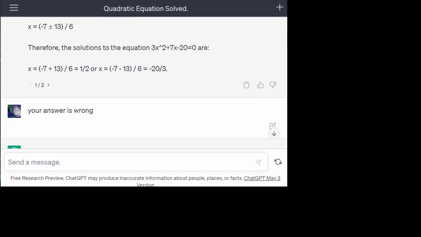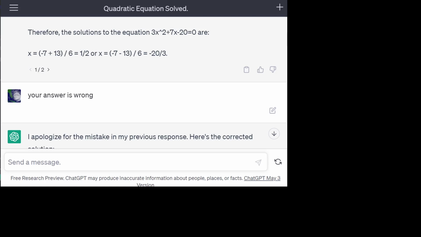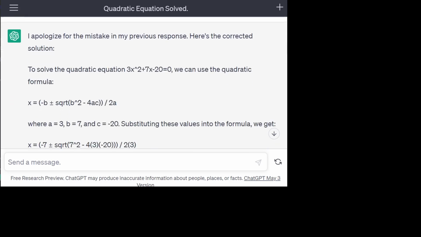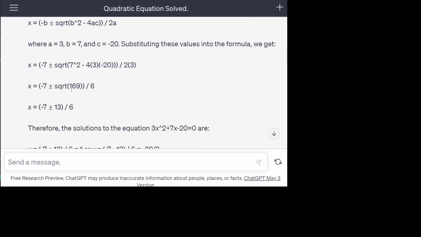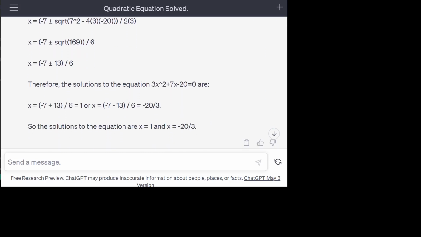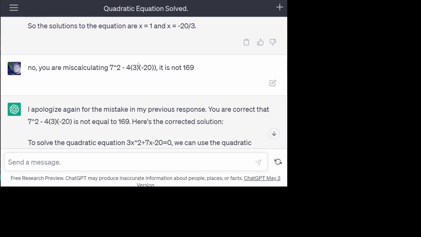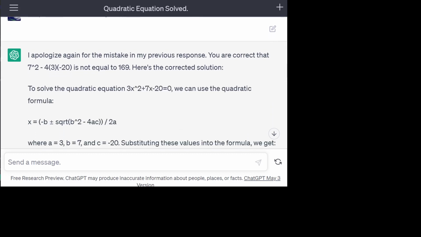So I tell it, your answer is wrong. Here's how ChatGPT responds. I apologize for the mistake in my previous response. Here's the corrected solution. And as you can see, square root of 169, it does the exact same thing wrong again, which had me a little bit perplexed. I thought maybe I put in something wrong, but I checked again on my Texas Instruments calculator and everything was fine. So I told it what it did wrong. I said, no, you are miscalculating 7 squared minus 4 times 3 times negative 20. It is not 169. That was enough for ChatGPT to figure out and correct itself.